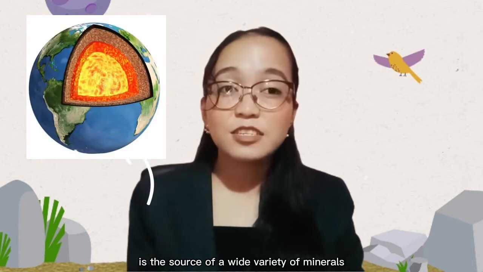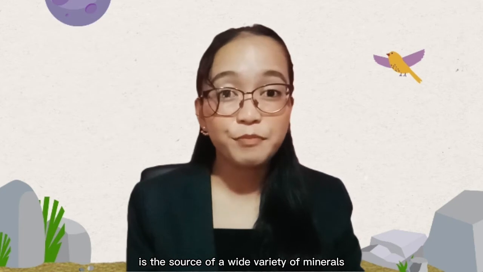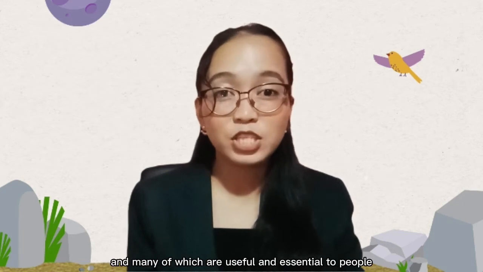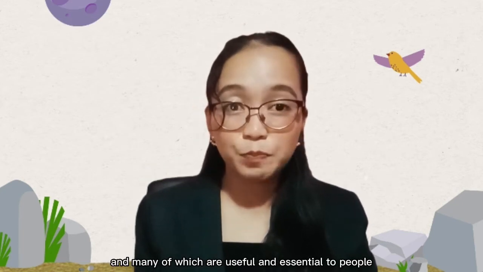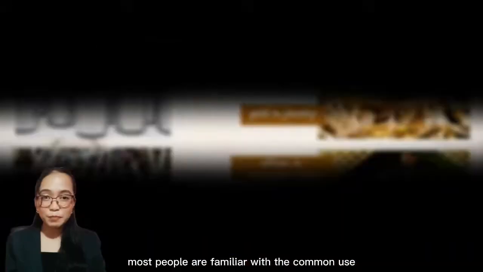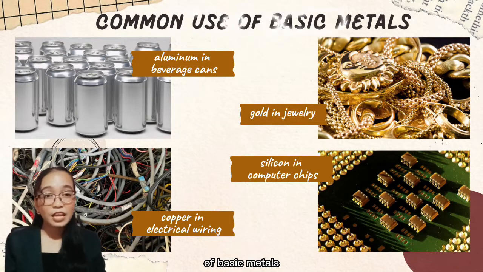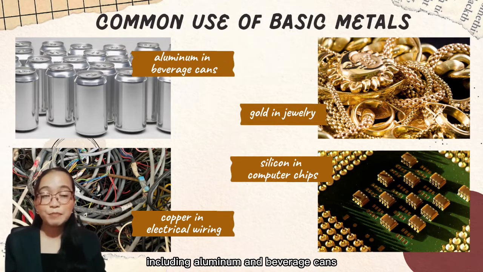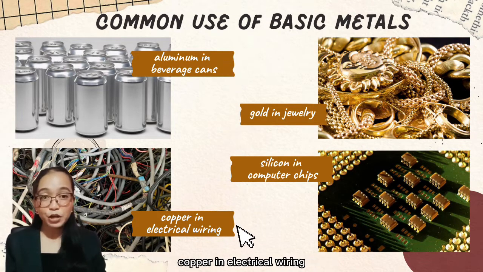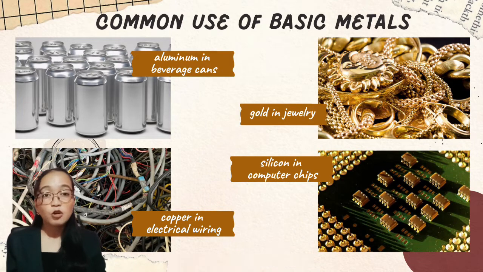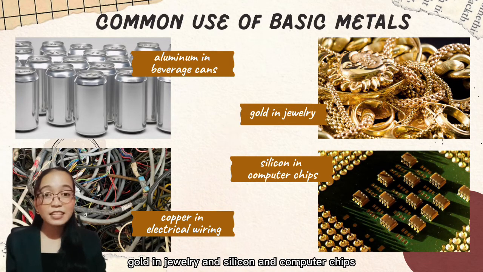Earth's crust is the source of a wide variety of minerals, many of which are useful and essential to people. Most people are familiar with the common use of basic metals, including aluminum in beverage cans, copper in electrical wiring, gold in jewelry, and silicon in computer chips.